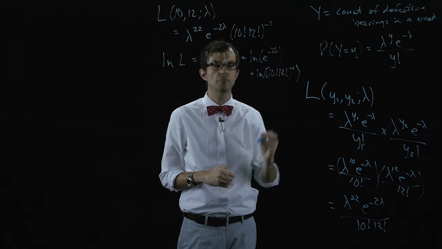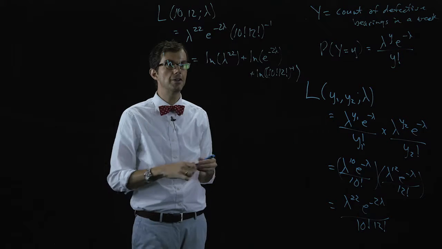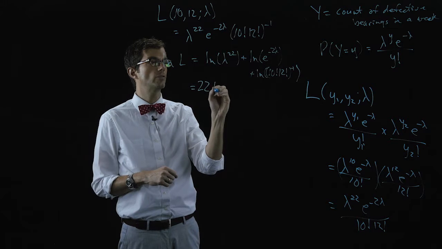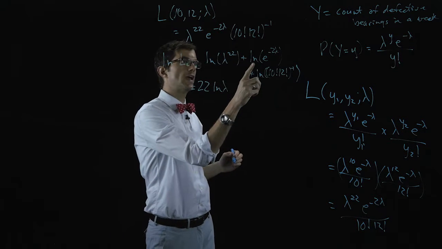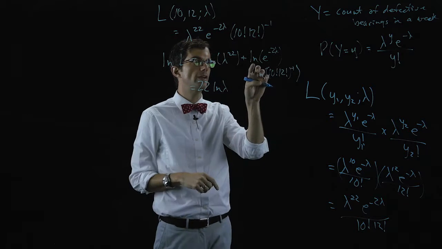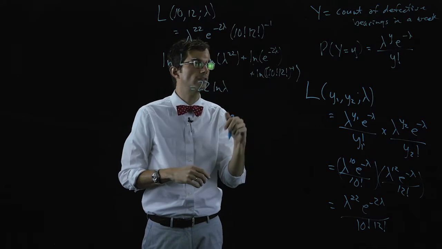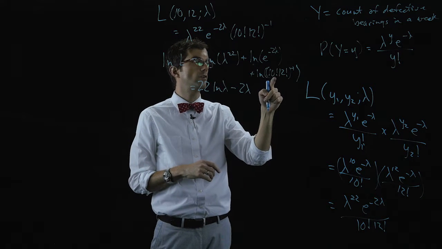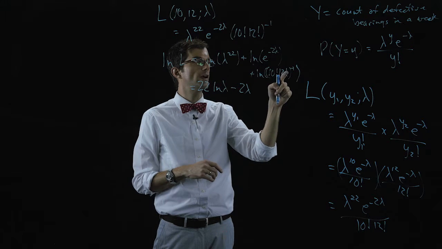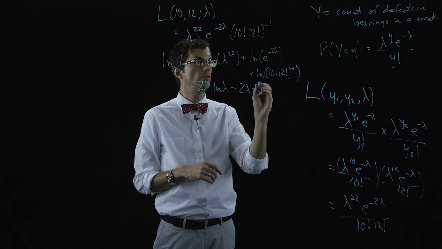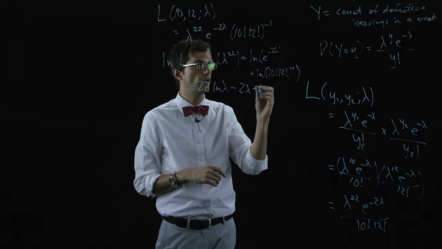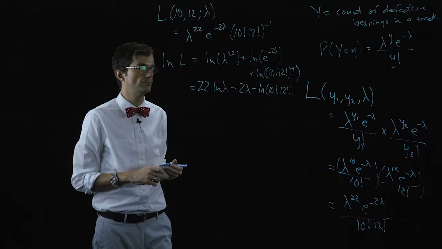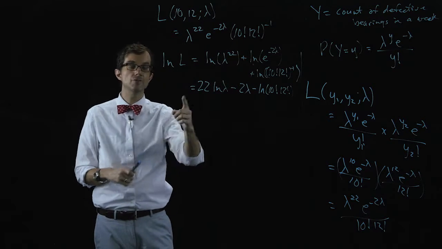We don't have a lot of time to recap the natural log function, but I will just tell you that the natural log of lambda to the 22 is 22 natural log of lambda. The natural log of e to the minus 2 lambda, the natural log and the e are inverse functions. They cancel each other out. So that is just negative 2 lambda. And the natural log of 10 factorial, 12 factorial to the negative 1 is minus 1 out front, times the natural log of 10 factorial, 12 factorial. So this is the natural log likelihood.